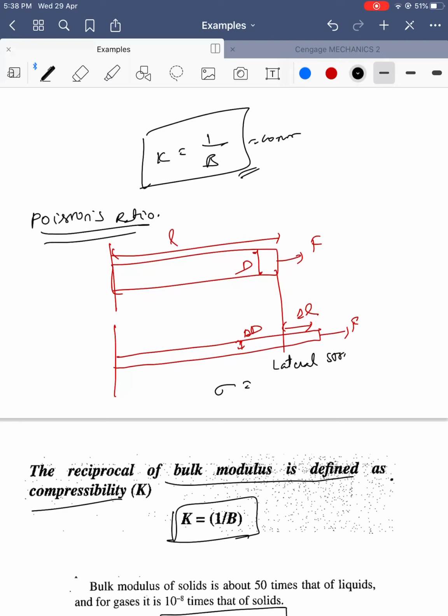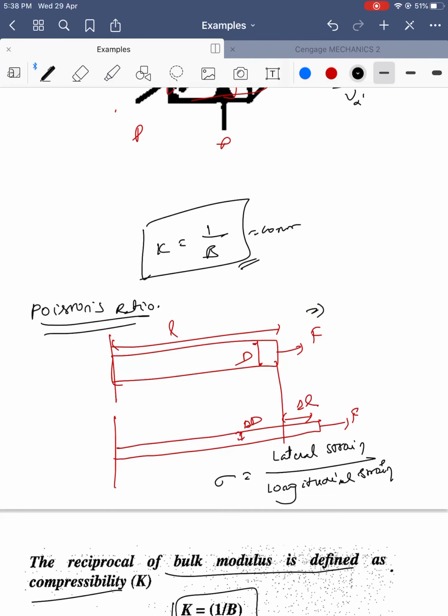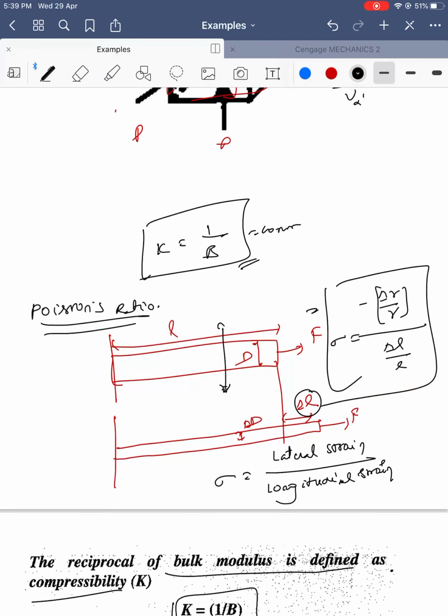lateral strain by longitudinal strain. Lateral strain is nothing but how much the diameter is changing, delta D by D. The final diameter is reduced, so to recover it, minus delta D by D, or we can write this as minus delta R by R, the change in radius, divided by the longitudinal strain, delta L by the initial length L. Delta L by L is nothing but Poisson's ratio sigma.